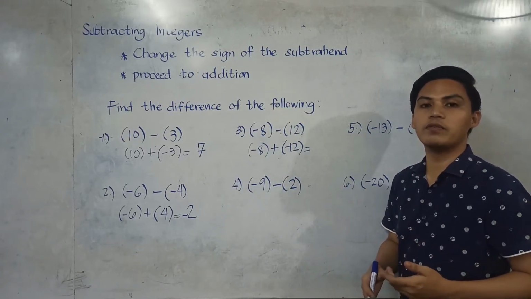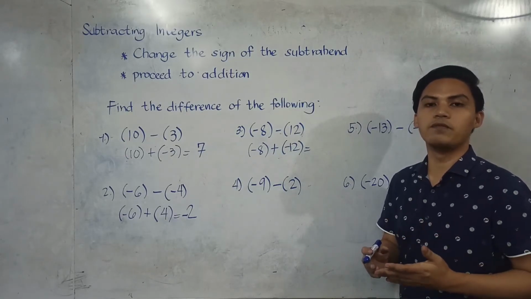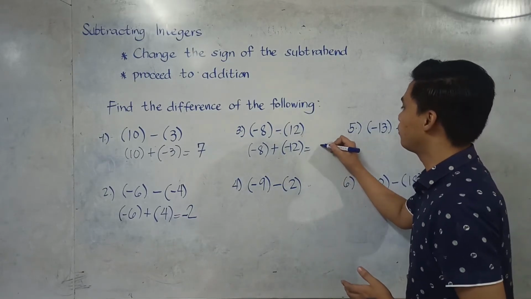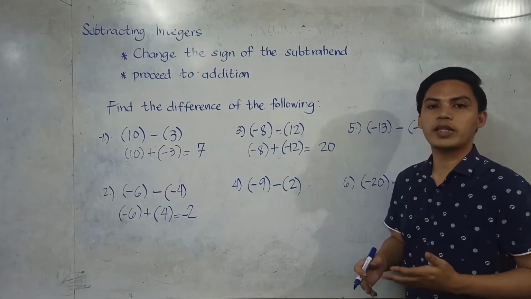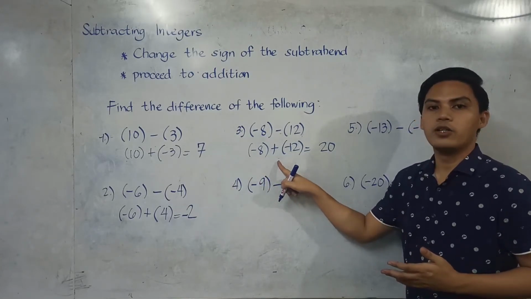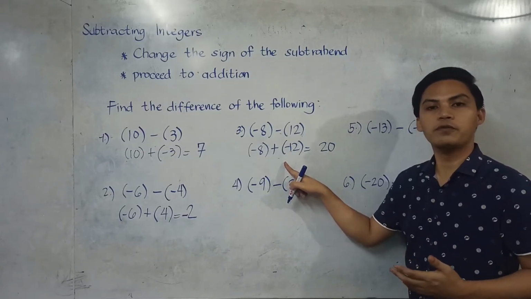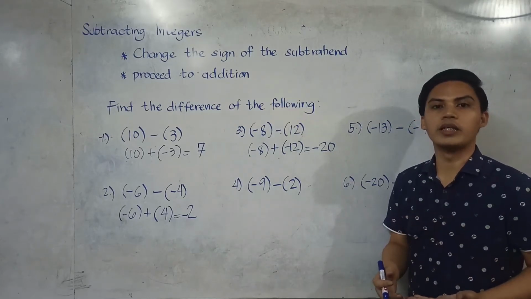Like signs, then we're going to add their absolute value. Absolute value of negative 8 is positive 8. Absolute value of negative 12 is positive 12. So 8 plus 12, you will have 20. Then, copy their common sign. Ano yung sign na magkapareha sa kanila? So, they have negative as their common sign. Therefore, yung final answer natin would be negative 20.